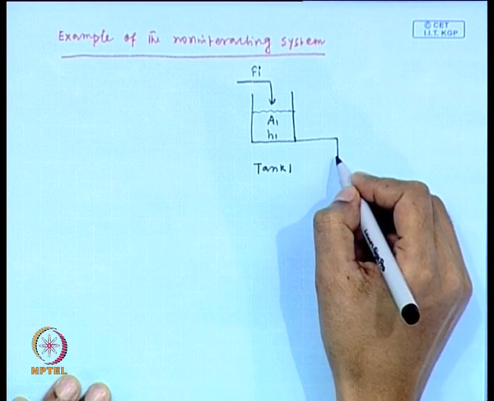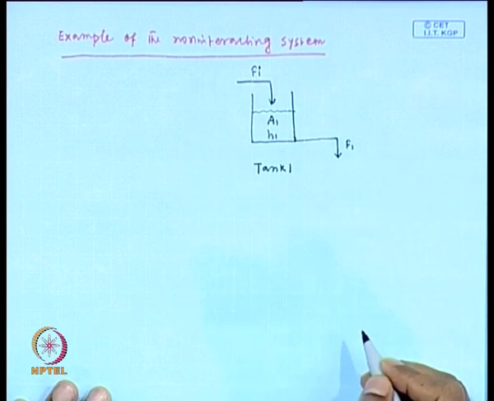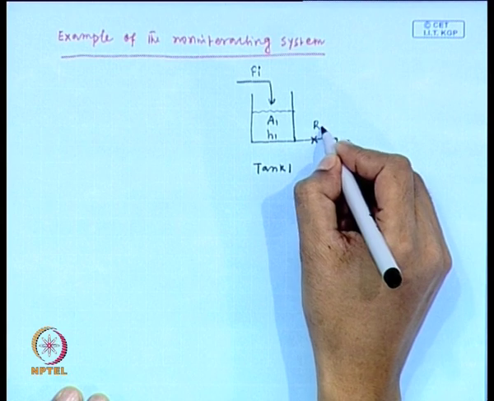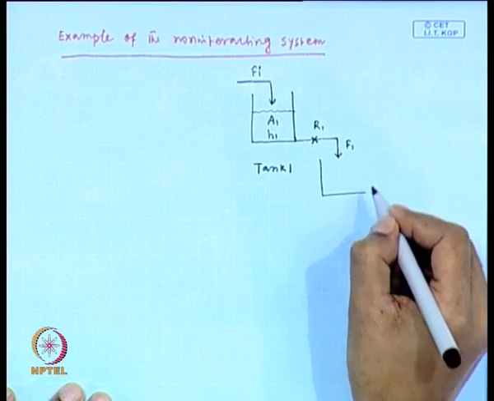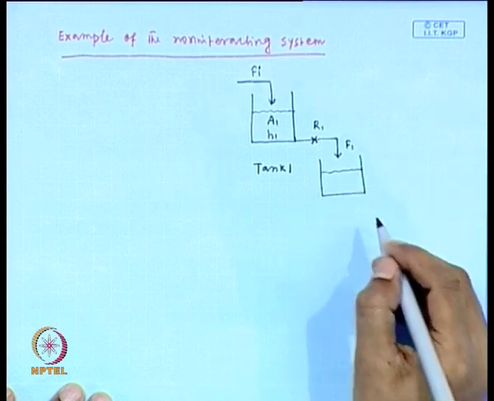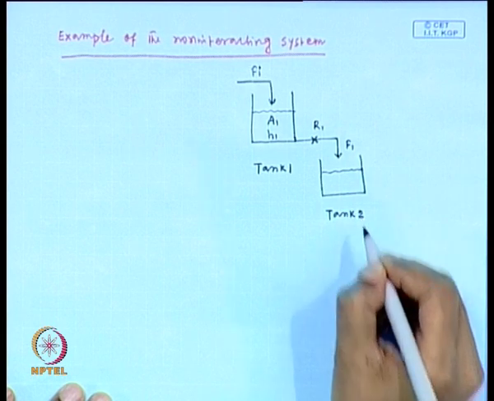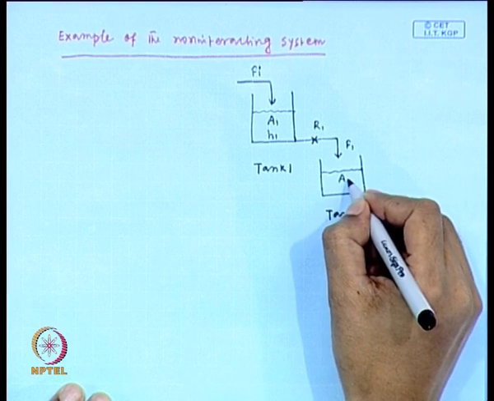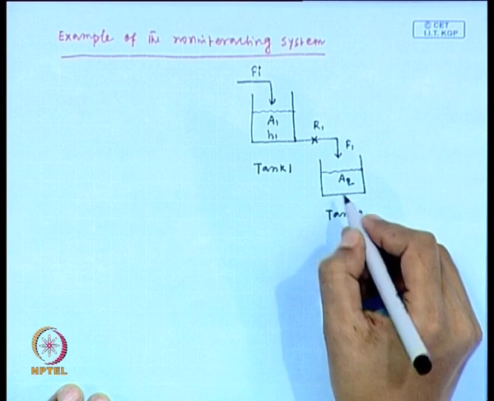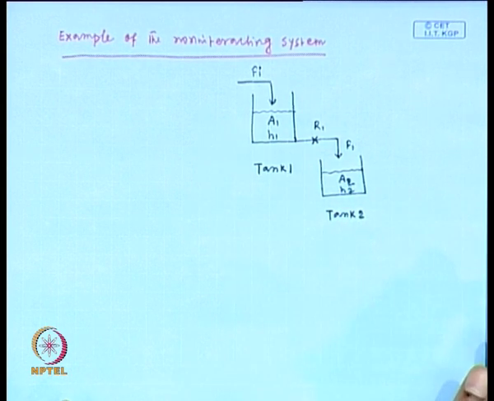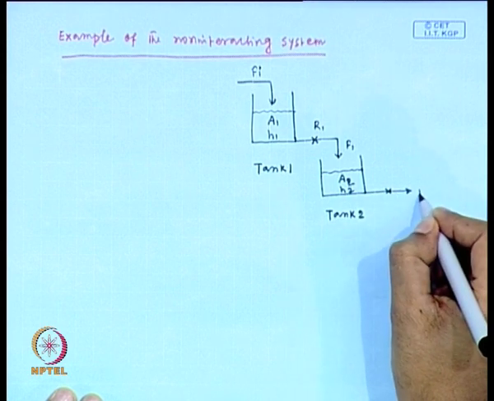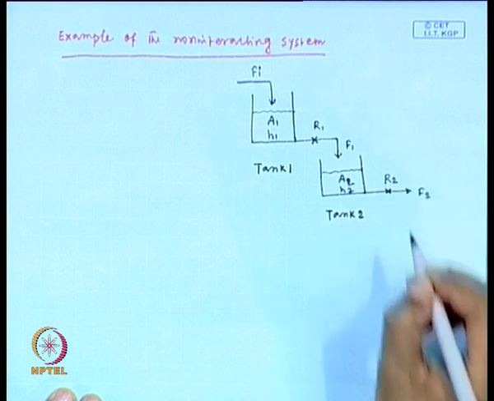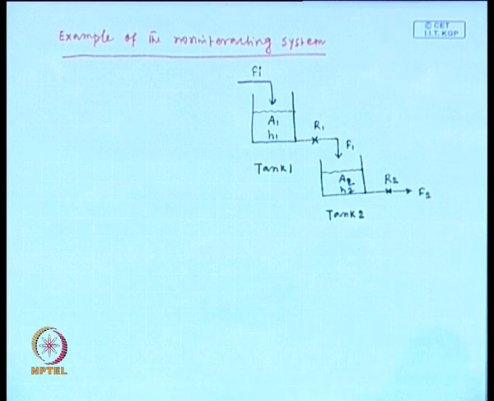Output is F 1 and resistance to flow is suppose R 1. This outlet from tank 1 enters tank 2. This is tank 2. Cross sectional area of this tank 2 is A 2 and liquid height in the tank is H 2. Output stream from tank 2 is F 2 and suppose this resistance is R 2. This is the example of a non-interacting system.